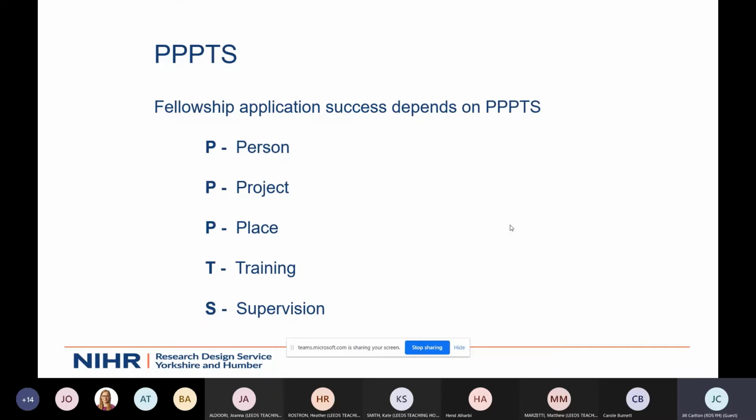And I'm going to quickly break down each one of those components to give you some examples of how reviewers consider each of these. It's important for me to point out that a reviewer wouldn't expect everybody to have everything in place, particularly with respect to the person component.